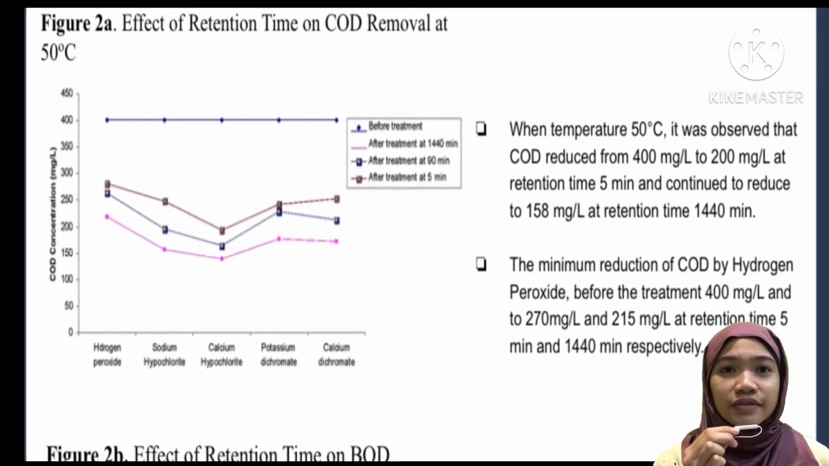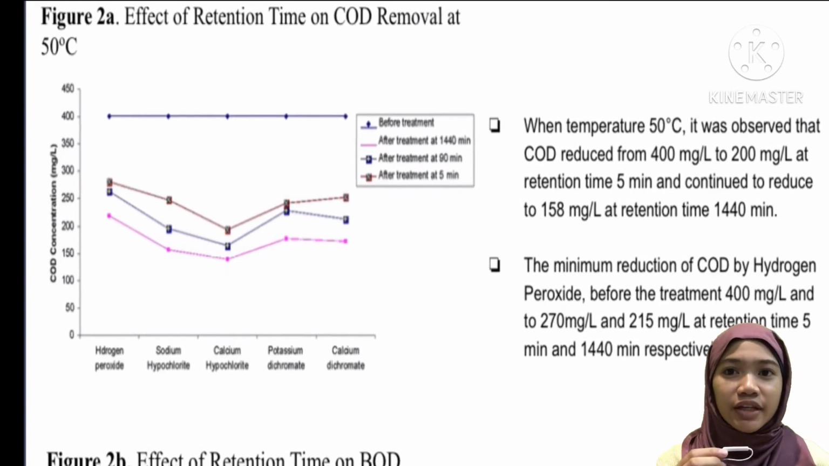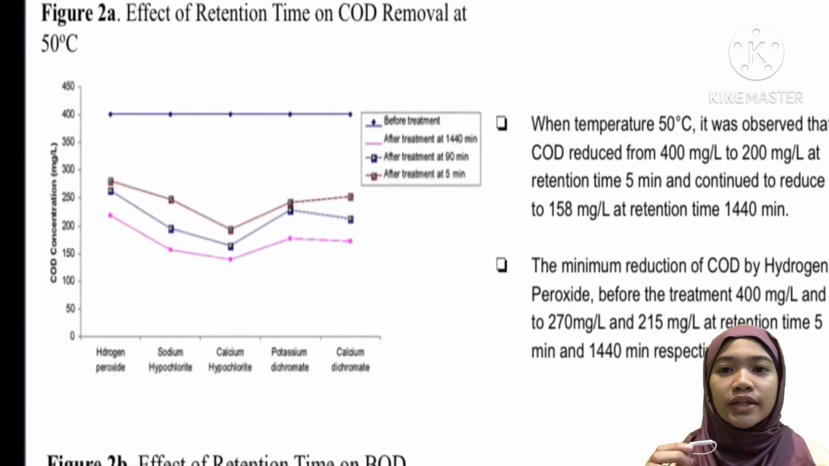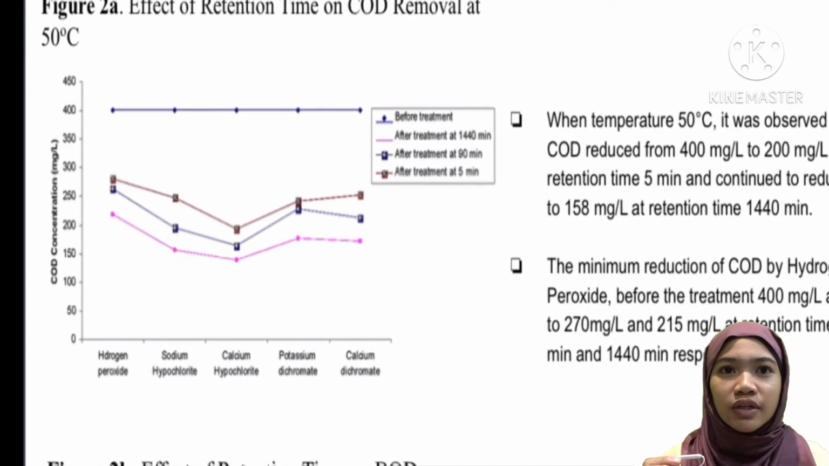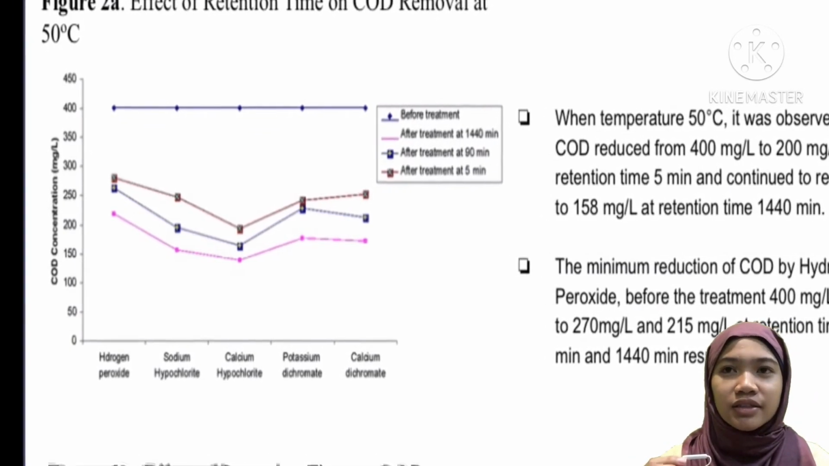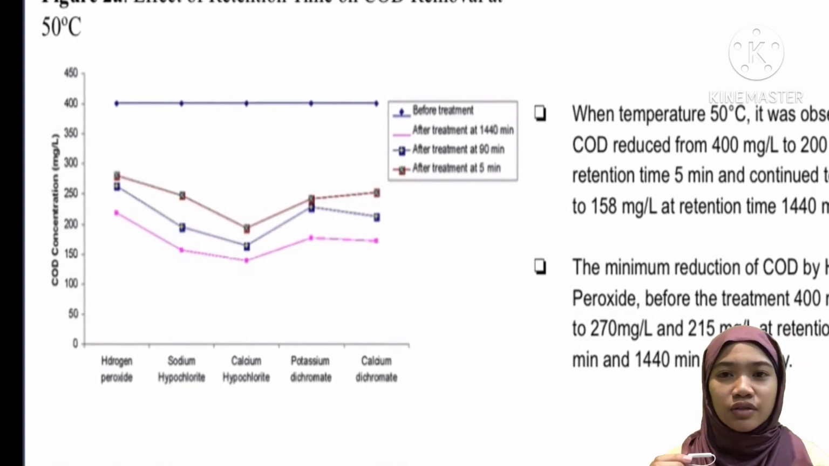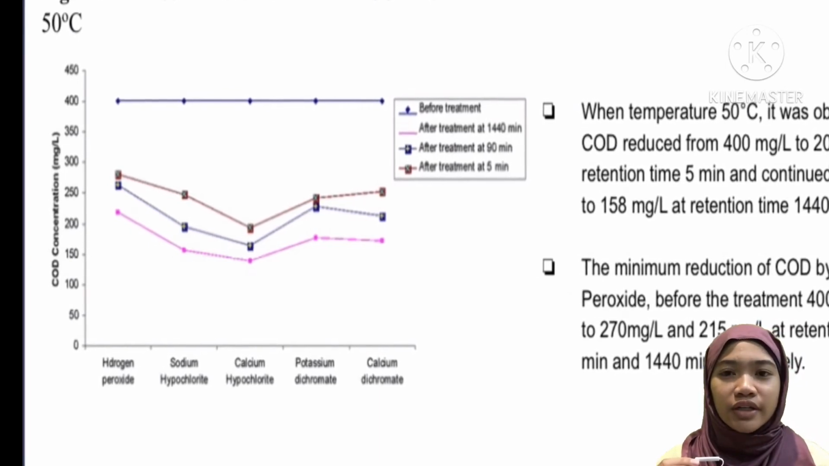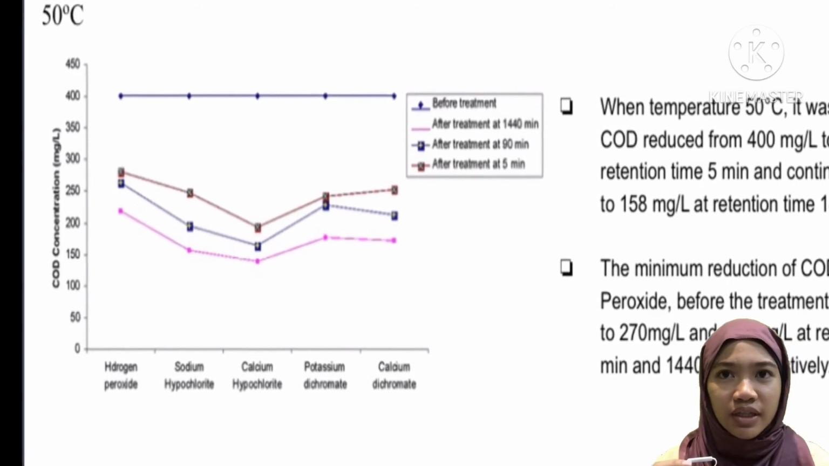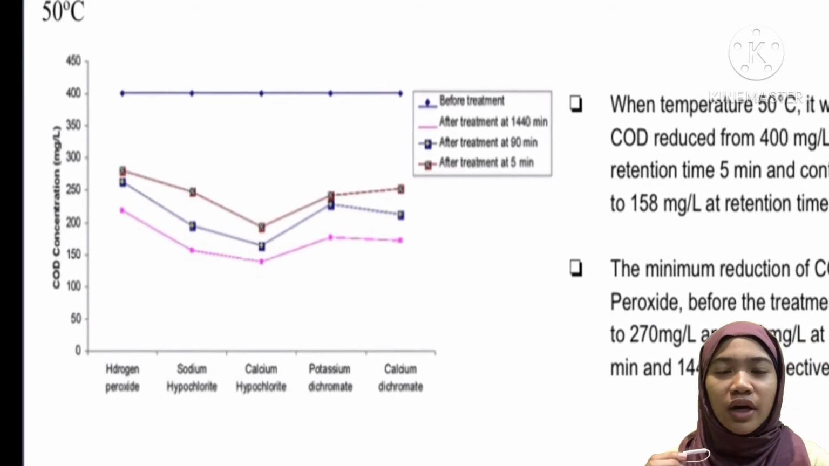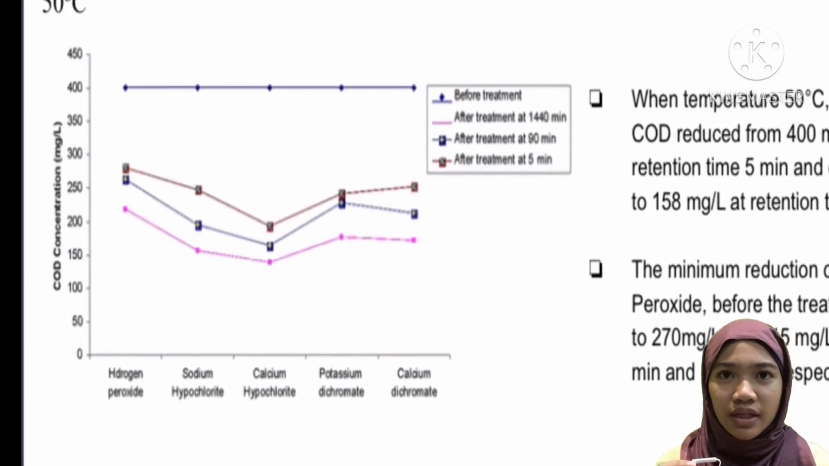For the third graph, it is about the effect of retention time on COD removal at 50 degrees Celsius. When the temperature reached 50 degrees Celsius, it was observed that calcium hypochlorite is still the maximum oxidizing agent that reduced COD from 400 mg per liter to 200 mg per liter at retention time 5 minutes and continued to reduce to 158 mg per liter at retention time 1440 minutes.